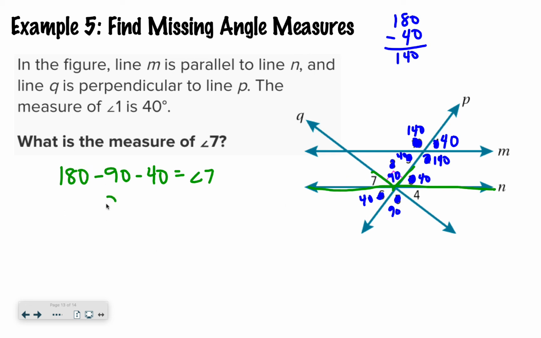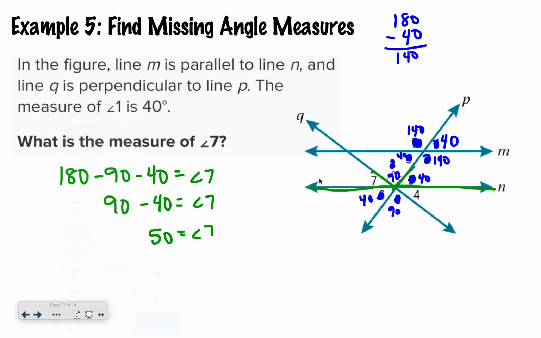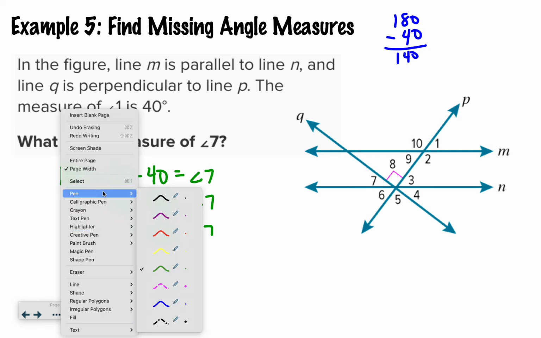So 180 minus 90 is just 90. 90 minus 40 is 50. So I know that the measure of angle 7 is 50. So angle 7 equals 50 degrees. So that's one way that you could break down this picture. Another way that you could do it that would be a little faster, if you feel like you can identify these angle relationships, you can try to do it a little quicker.